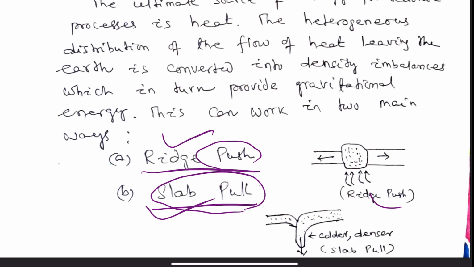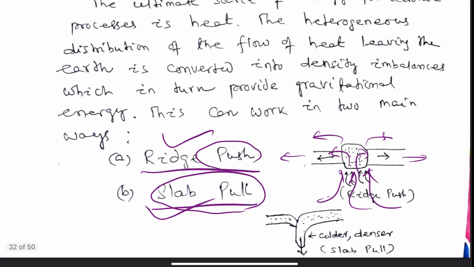So if the magma is forcefully coming up at the MOR, it tries to push the plates in two opposite directions. So the plates get the force to be driven over the asthenosphere. So this is the ridge push.